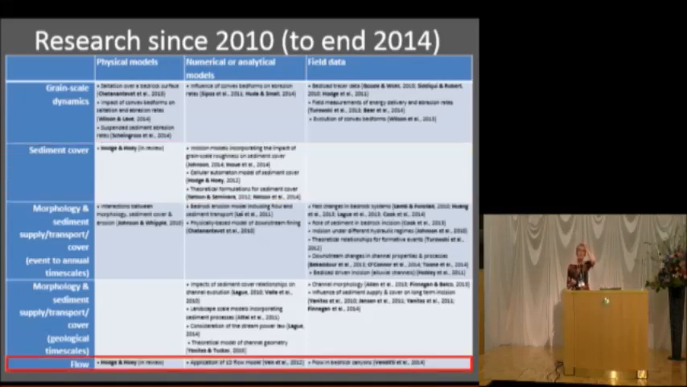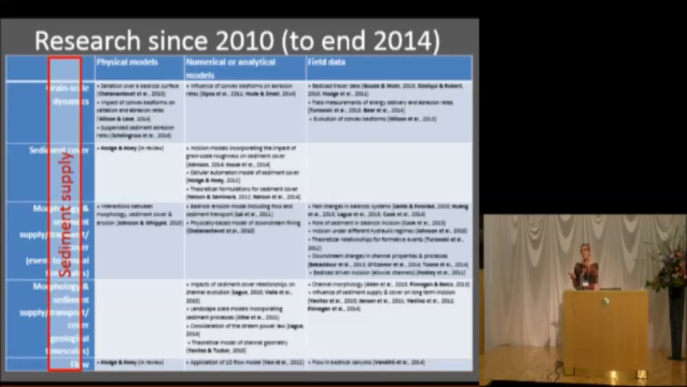Flow is another area. Again, we seem to know very little about how flow operates in these bedrock alluvial systems. There is some data prior to 2010, but again, it's quite sporadic. It's only from a few examples. And there's only really been two key papers that have actually come out in the last 10 years, one of Venditti and one of Van. Sorry, the last 5 years.